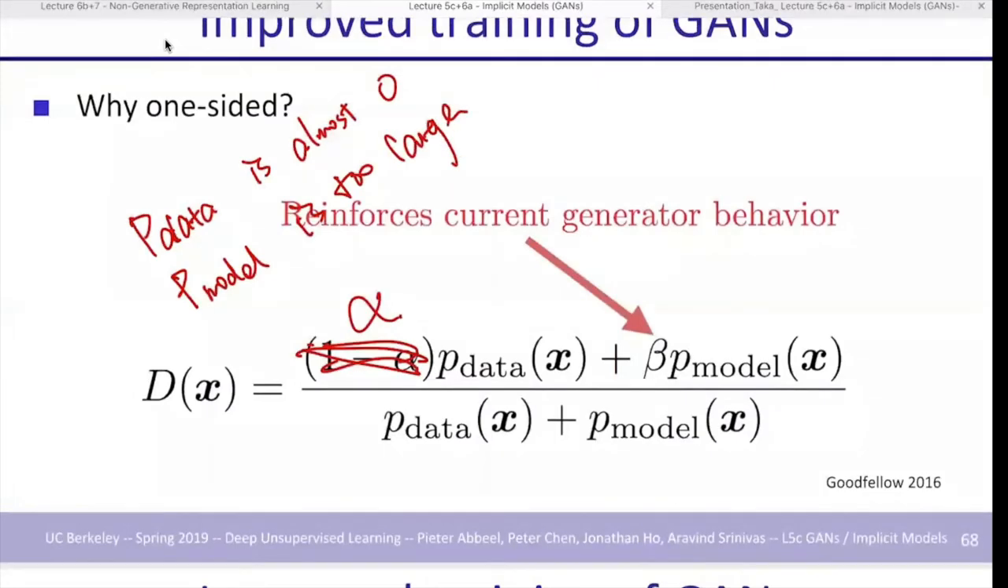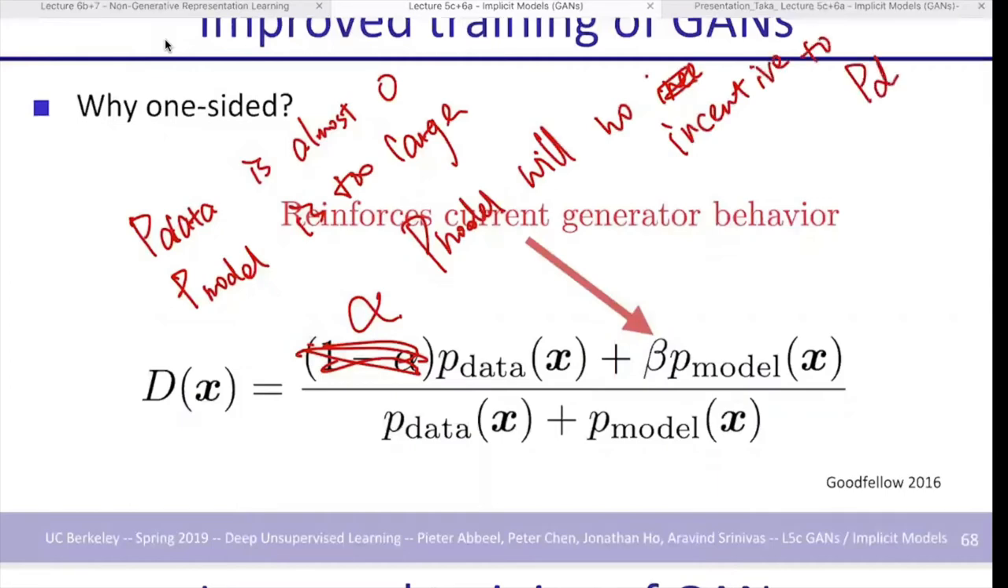So the p model will have no incentive to p data. So he used the beta as zero and the alpha as 0.9. I don't know why. I've seen other explanation about this.